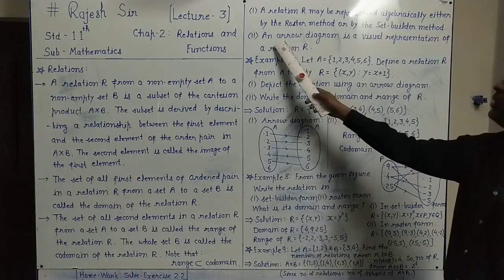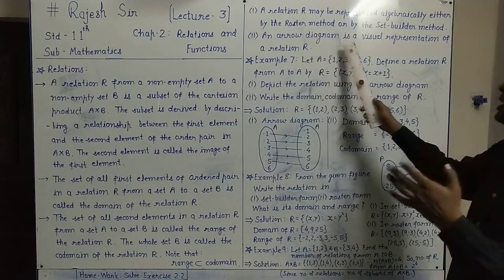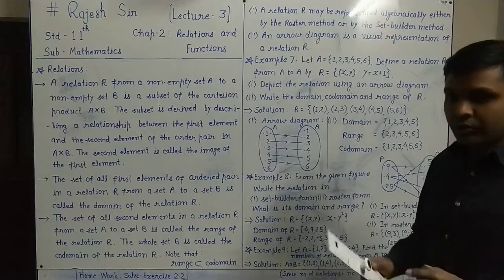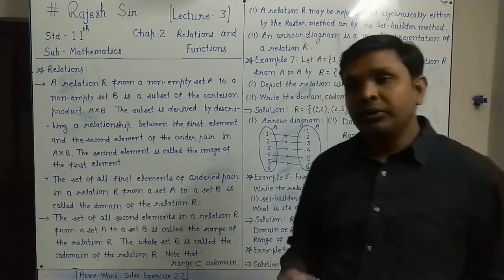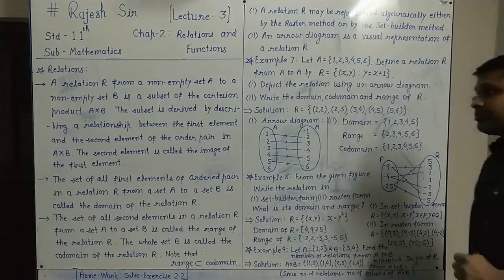Second, an arrow diagram we can draw for the relation. An arrow diagram is a visual representation of the relation R. To visualize the relation, we draw an arrow diagram. We will understand all this with an example.